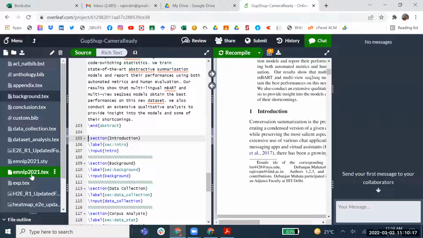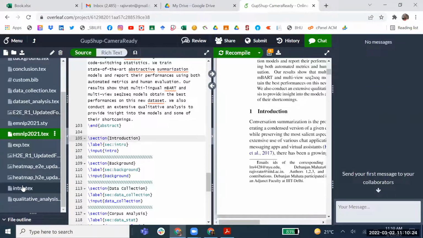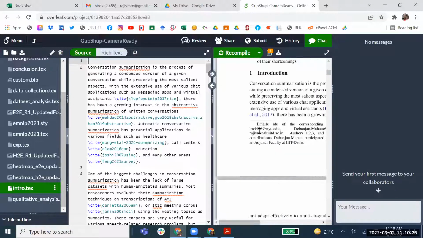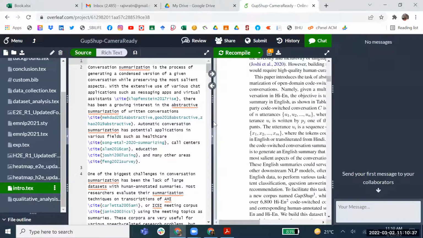Basically, they tell you to go to the intro file. There is a file format called .tex, which refers to LaTeX. So there is intro.tex. If you go to the intro and see, whatever you have written here will come here, like conversation summarization is the process of blah blah blah. Everything just comes here. Similarly, suppose you have a table, let me go to that.